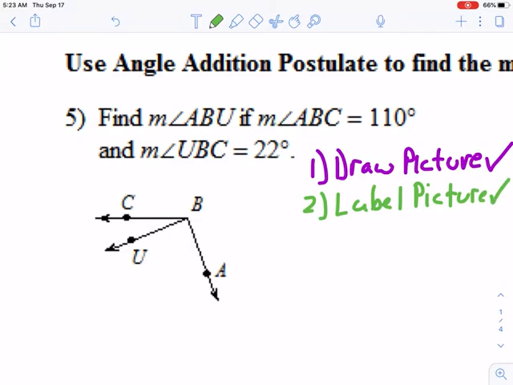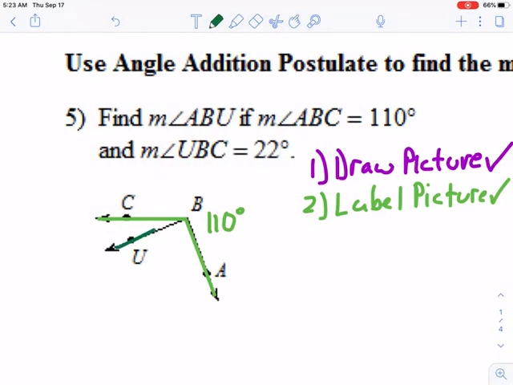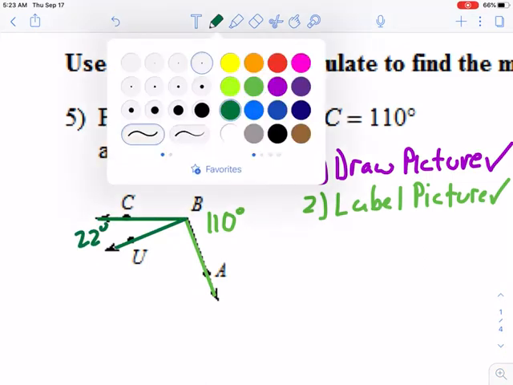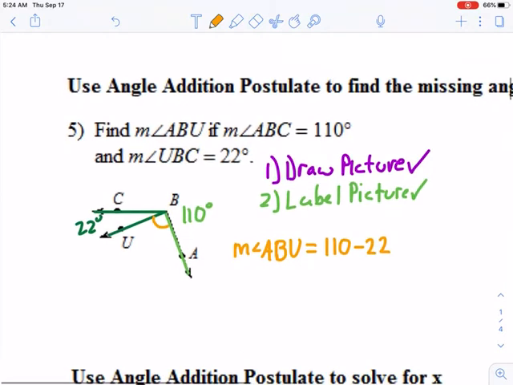Alright, so ABC is 110 degrees. Let's see, what do we got? UBC is 22 degrees. Alright, and it's asking, what's this angle measure right here? ABU, measure of ABU. Isn't that the monkey from, whatchamacallit, Aladdin? So the measure of angle ABU, just some common sense right here. We're going to do 110 minus 22, and we're going to get 88 degrees.